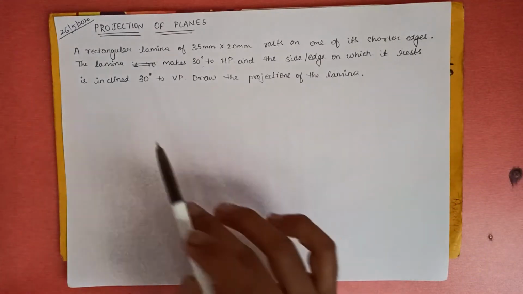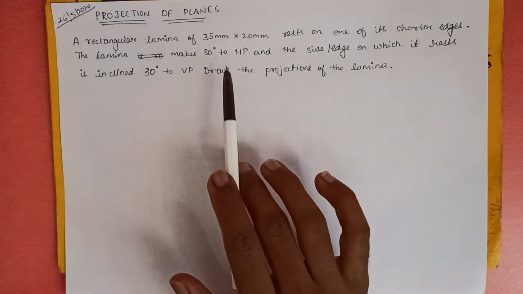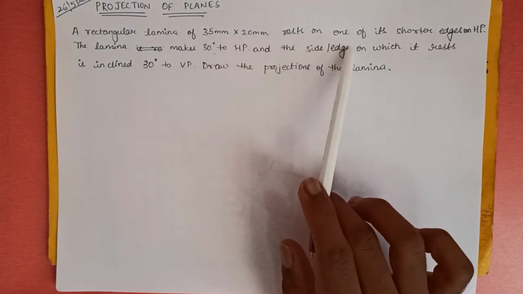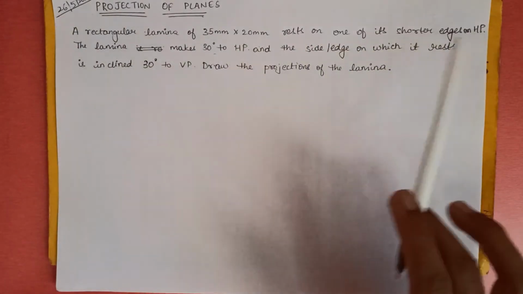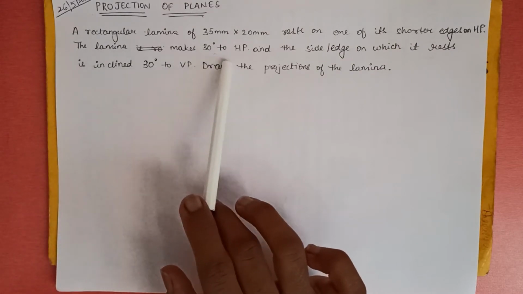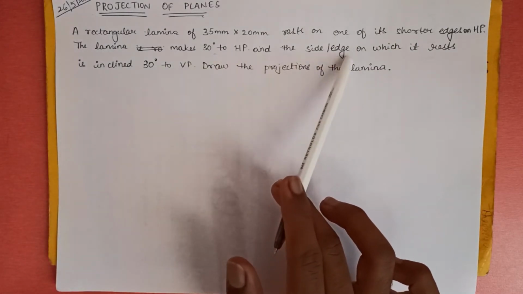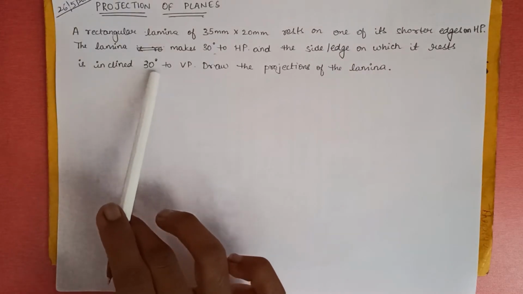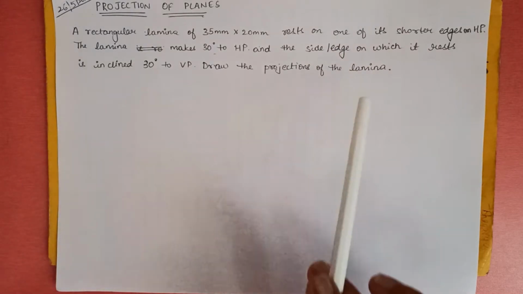Now let's solve a simple problem. You'll understand this concept really easily and much better. Let's get into it. Okay, now this is the problem we'll be solving today. A rectangular lamina of 35 mm into 20 mm rests on one of its shorter edges on HP. The lamina makes 30 degrees to HP and the side or edge on which it rests is inclined at 30 degrees to VP. Draw the projections of the lamina.